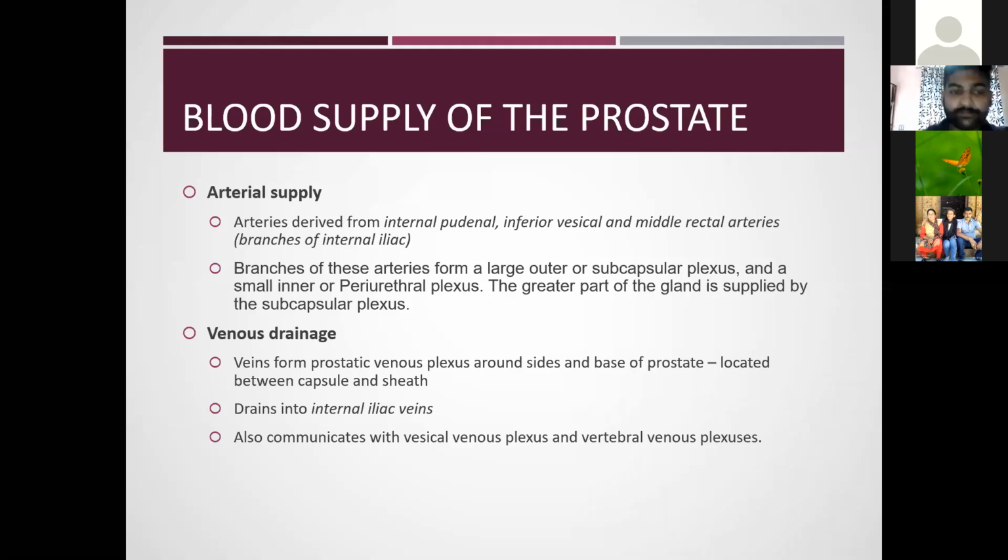So the venous drainage: the veins form the prostatic venous plexus around the sides and base of the prostate. It is located between the true capsule and the false capsule. Then it drains into the internal iliac vein. It also communicates with the vesical venous plexus and the vertebral venous plexus.